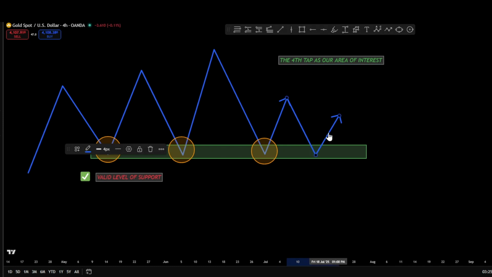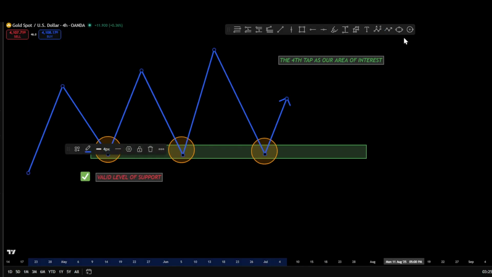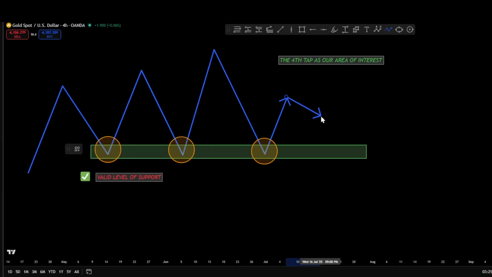And you can tell right here, things get a little bit different. Now we are having a resistance be considered a tap. And you may be asking yourself, why? This is because it is confirming that this is a strong support level used as resistance in the past. Whenever we are under, it's used as resistance. Whenever we are above, it is used as support.